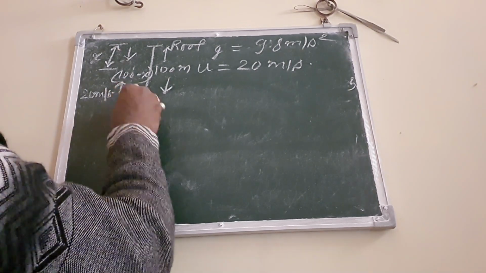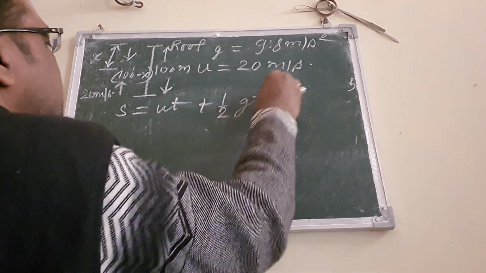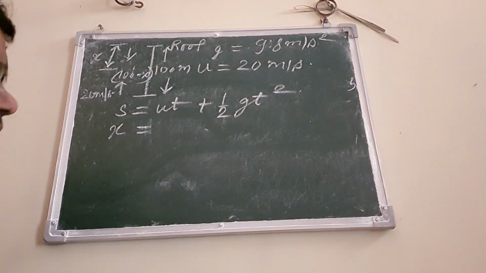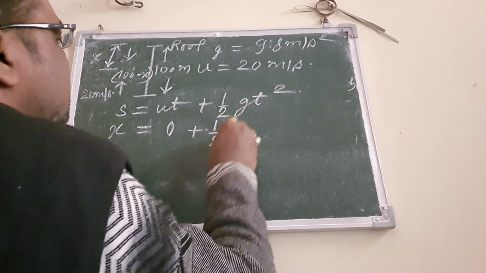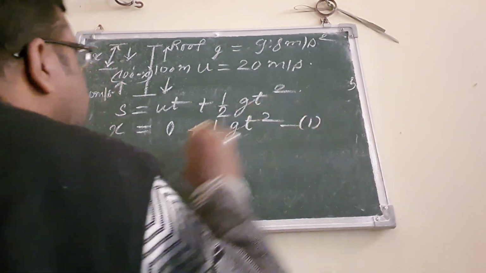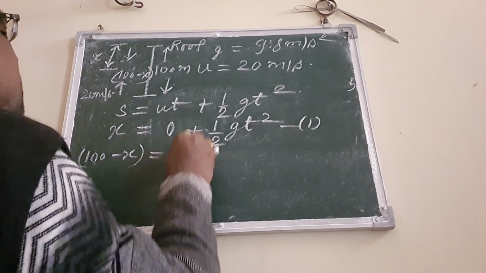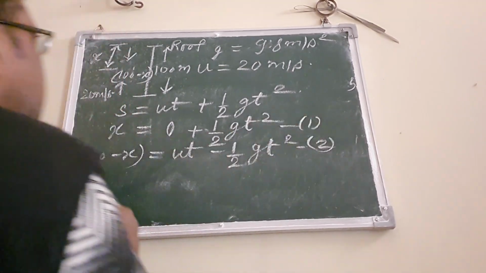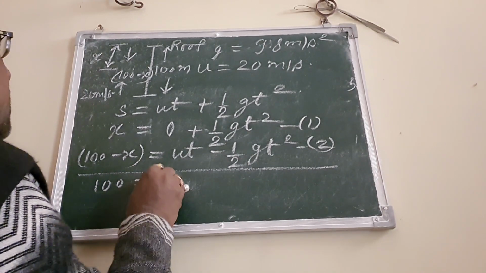So we are using the second equation of motion, s is equal to ut plus half gt square. Here the distance is x, and since the ball is dropped from rest, it becomes 0 plus half gt square, since it is moving in the downward direction. So this is the first equation. And similarly 100 minus x is equal to ut minus half gt square, and it is moving in the upward direction. We are adding the two equations, so we get 100 is equal to ut.